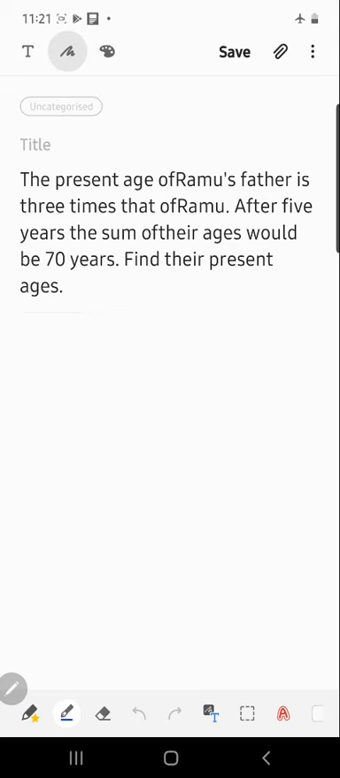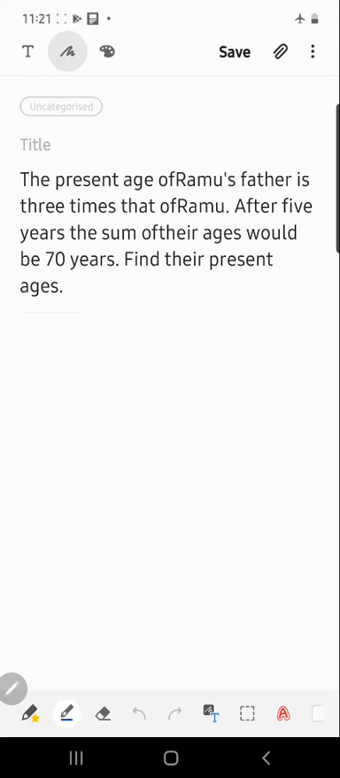Okay, here you see the problem. The present age of Ramu's father is 3 times that of Ramu. After 5 years, the sum of their ages would be 70 years. Find their present ages. After reading the problem, observe: find their present ages, they said. Present age is the unknown quantity, so we take it as the variable. Unknown quantities we always take as variables. That is x, which we have to find first.